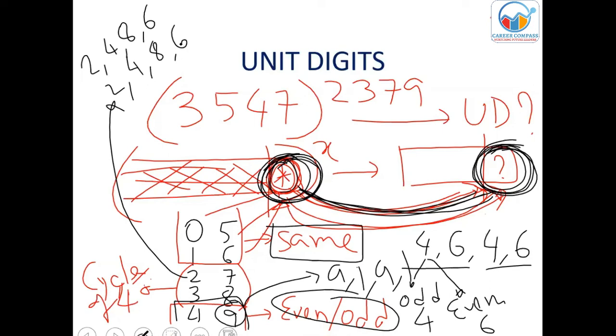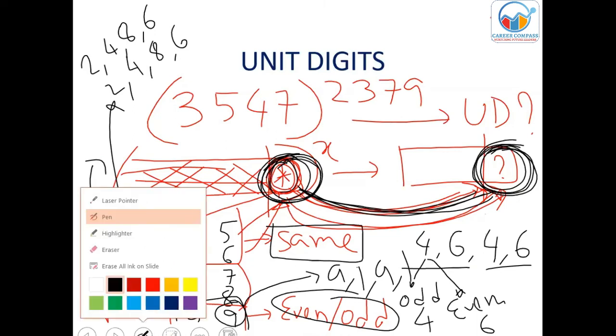The same funda applies for 3, 7 and 8. The only thing is the value will change. For example, if it is 3, what are the numbers that will come? 3, 9, 7, 1. That way. Same thing will apply for 7 and 8. As I said, only the value will change. For example, if it's 7, it will be 7, 9, 3, 1. These 4 unit digits will come back.